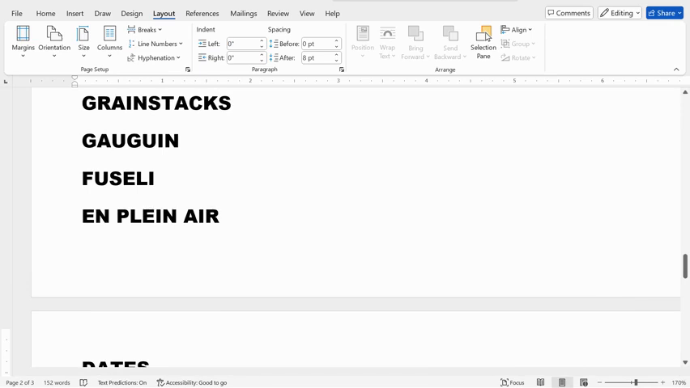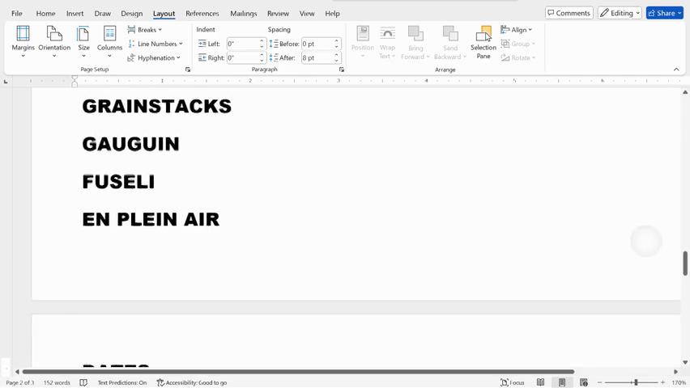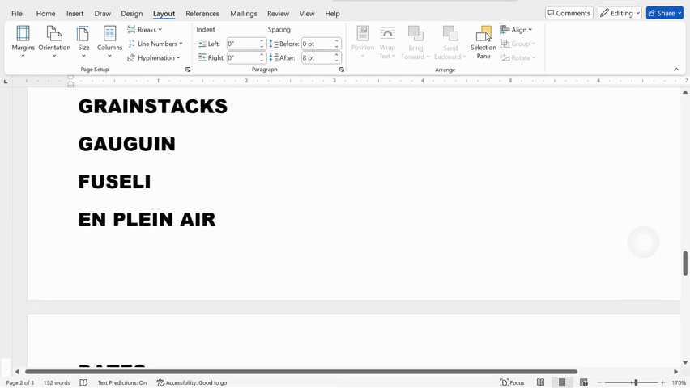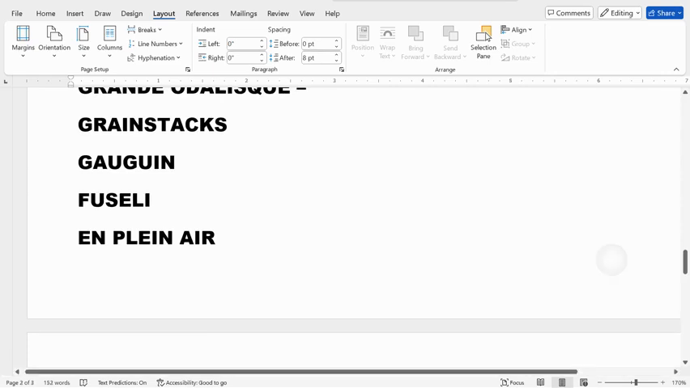Grain stacks will be on the test. Who painted the grain stacks and why? So this one is Fuseli. And not that painting, but what were the other paintings that I showed you by him? What were the influences of those? That was classical.